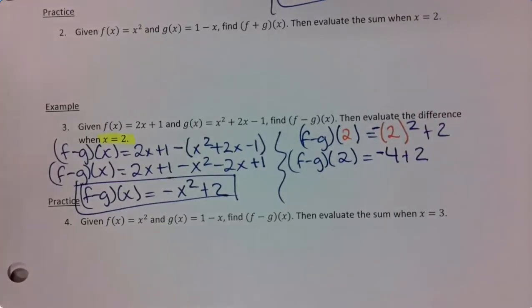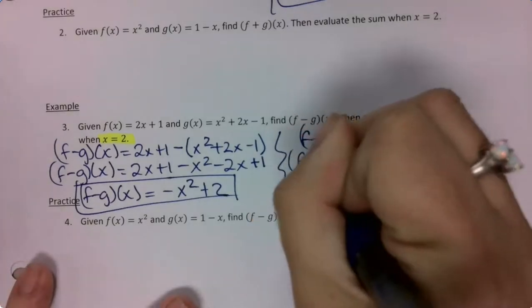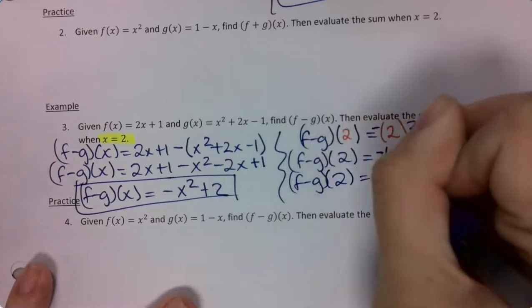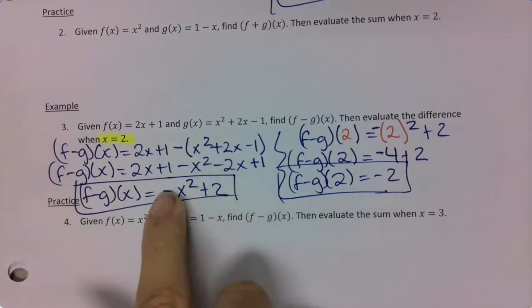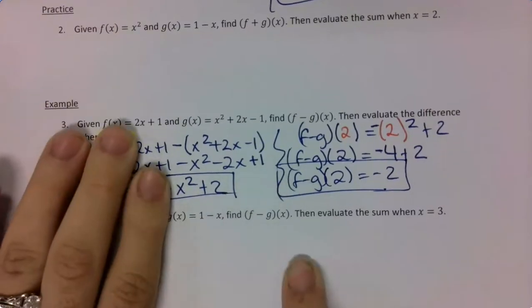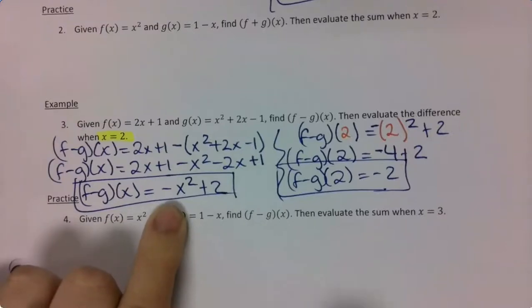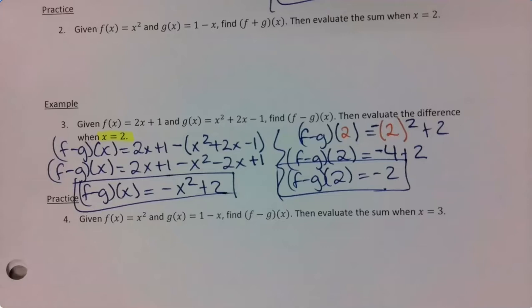So the negative's on the outside when I square this number. Okay, so negative 4 plus 2 is negative 2. Because I had a negative outside my x squared, I always do the x squared part first and then put the negative out front. Any other questions here?